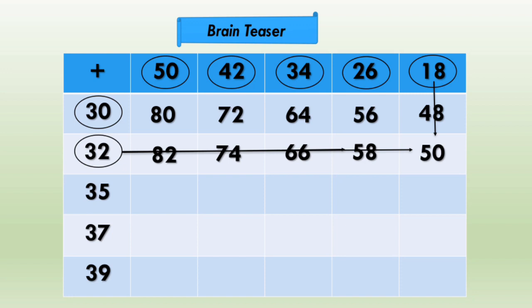Now you have to add 35, 37 and 39 in the same way with the numbers of first row, and write the answer in the boxes drawn below. This is a very good exercise.